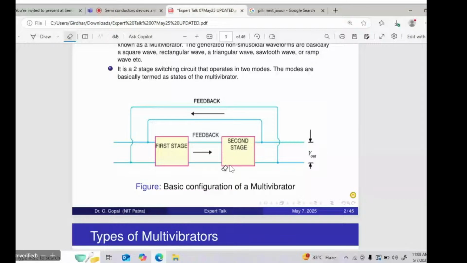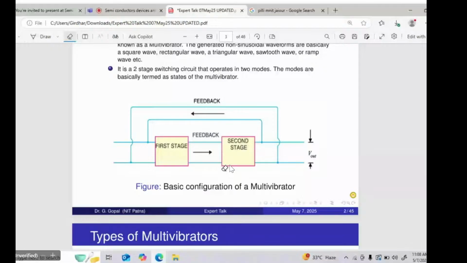One is the astable multivibrator, or you can say free running multivibrator, or oscillator. Monostable multivibrator is a one-shot multivibrator, meaning it consists of only one stable state, and the second state is the quasi-stable state. Quasi-stable state means it is a semi-stable state, or you can say it is a half-stable state.